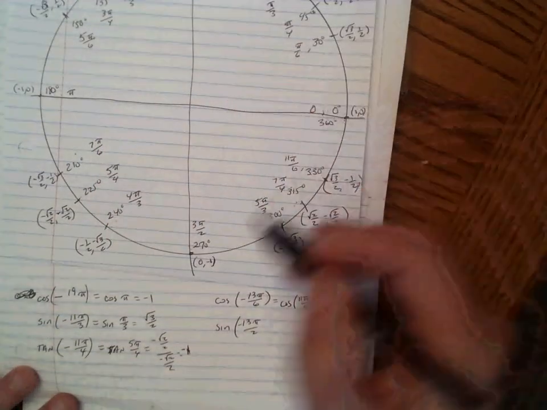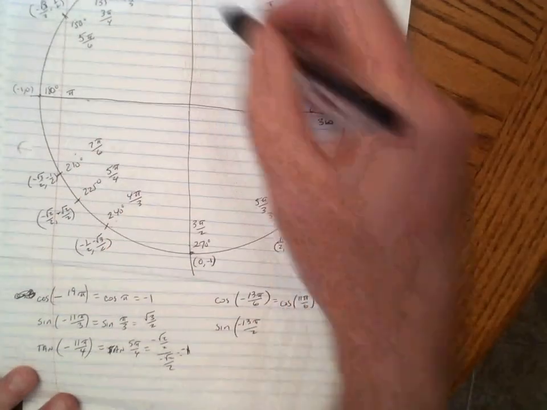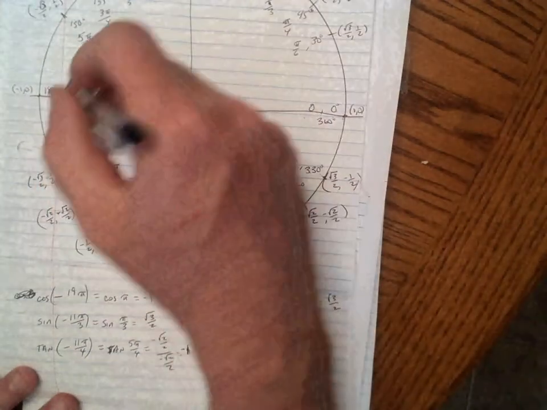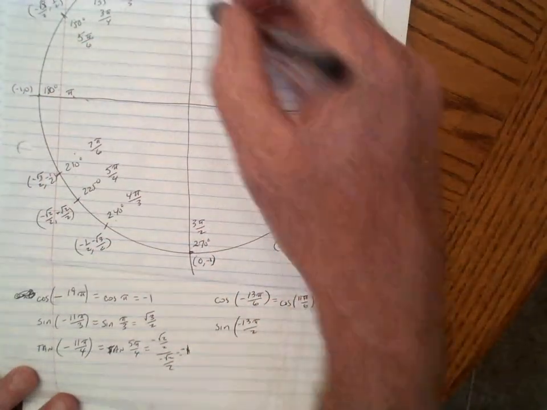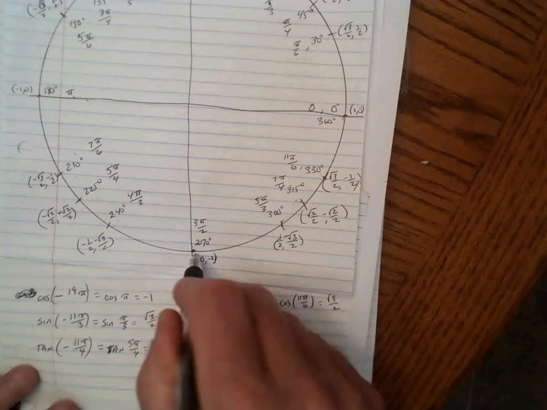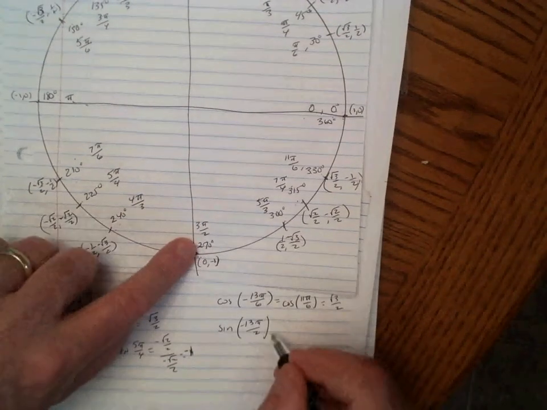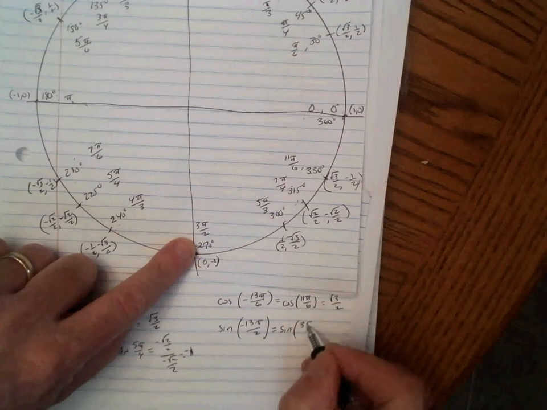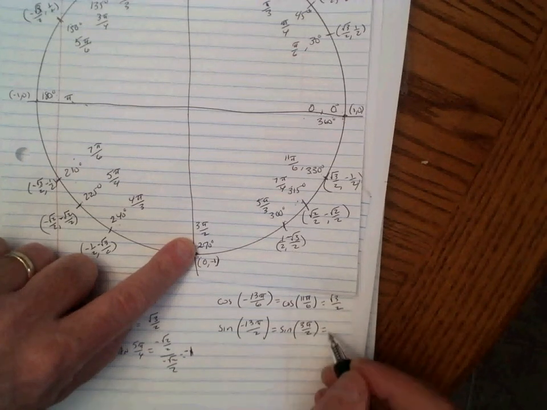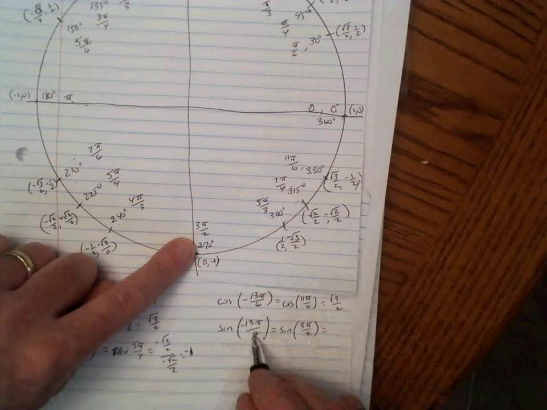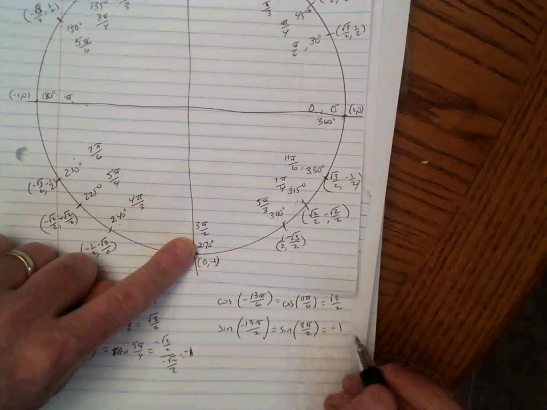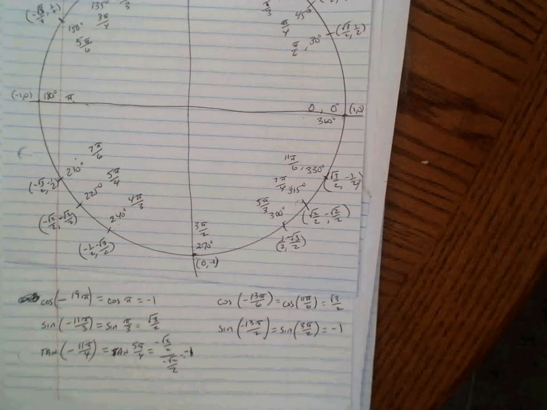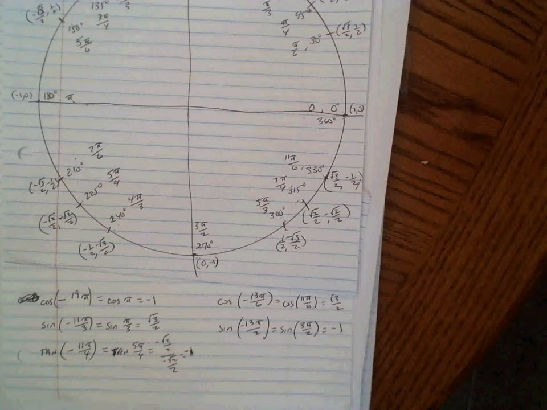So we got negative 1 pi over 2, 2 pi over 2, 3 pi over 2, 4 pi over 2, 5 pi over 2, 6 pi over 2, 7 pi over 2, 8 pi over 2, 9 pi over 2, 10 pi over 2, 11 pi over 2, 12 pi over 2, negative 13 pi over 2. Negative 13 pi over 2 is coterminal with 3 pi over 2. So the sine of negative 13 pi over 2 is negative 1. And that's how we do trig ratios of coterminal angles.